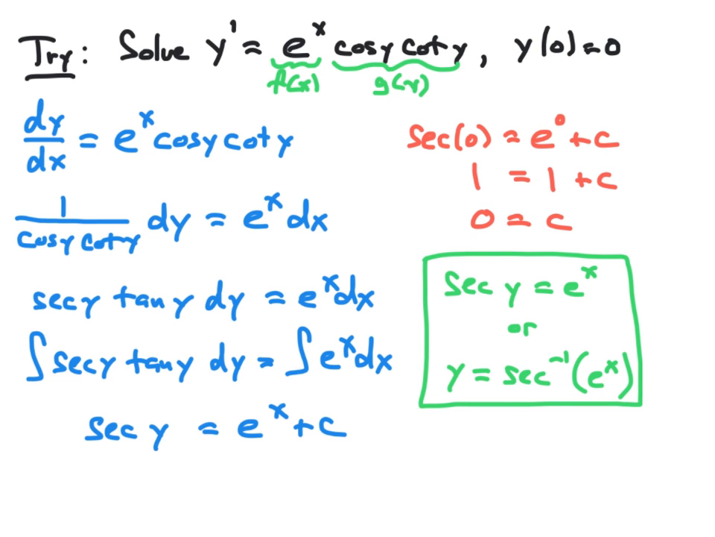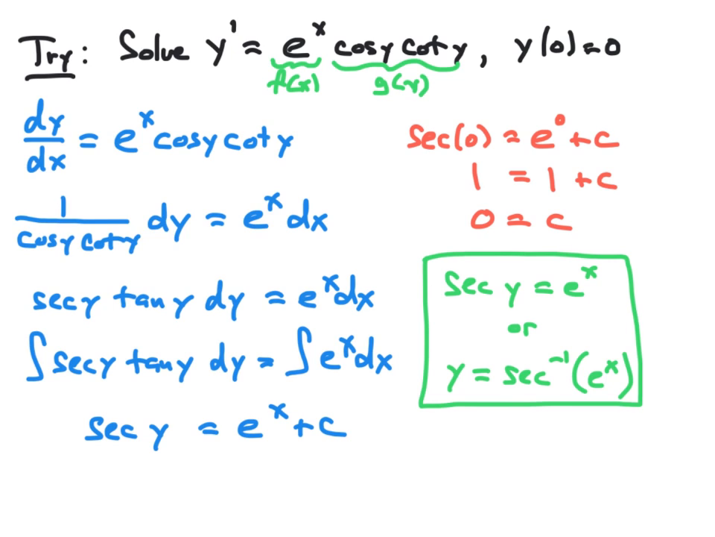Because we can write the function as e to the x times cosine y cotangent y, we are able to see easily that this is a separable differential equation. So we rewrite y prime as dy dx and rearrange the equation algebraically so that all of the y terms are on the left side and all the x terms are on the right. Here we end up with 1 over cosine y cotangent y dy equals e to the x dx.